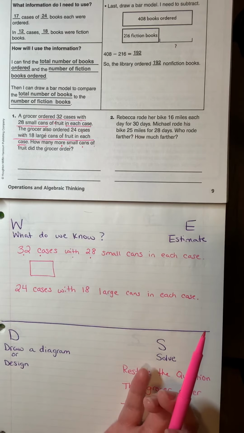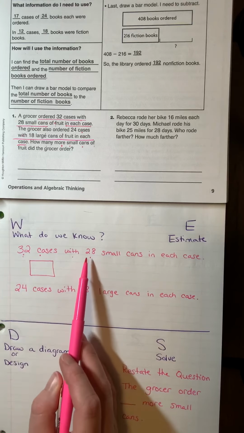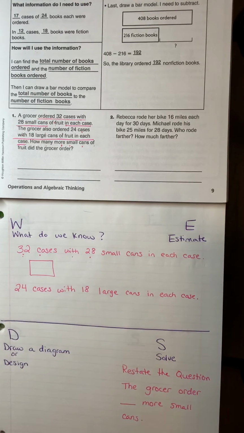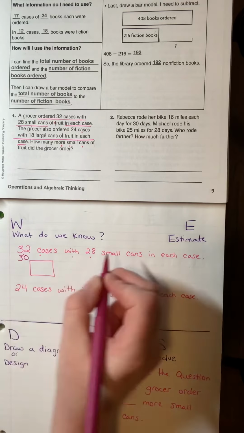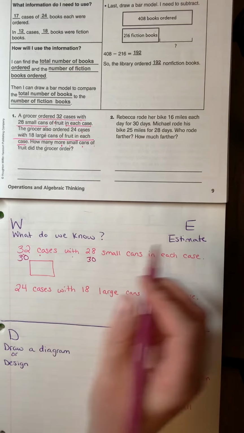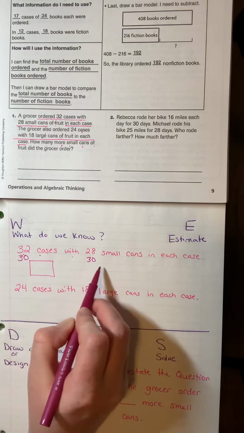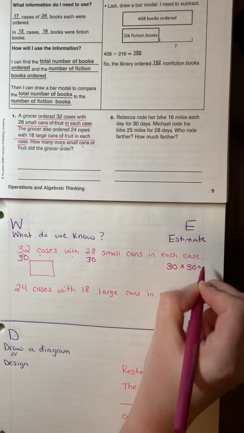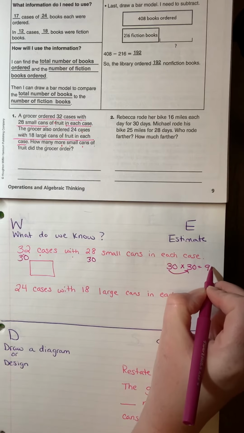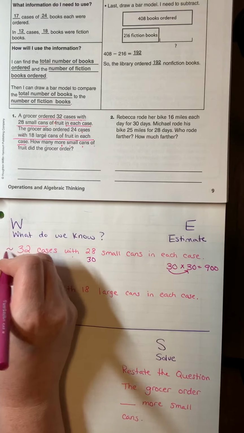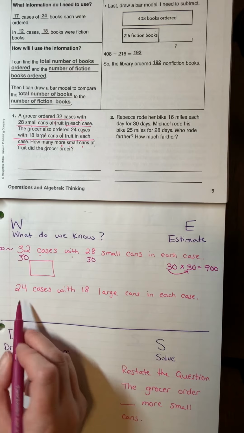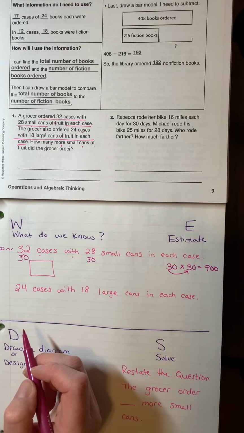Now, unfortunately, it's hard for me to estimate because these are really big numbers, but I am going to try. So I'm going to round this to 30 for my estimation, and I'm going to round this also to 30. If I have about 30 cases that have about 30 small cans in it, 30 times 30 equals, 3 times 3 is 9, add 2 zeros, about 900. You with me?